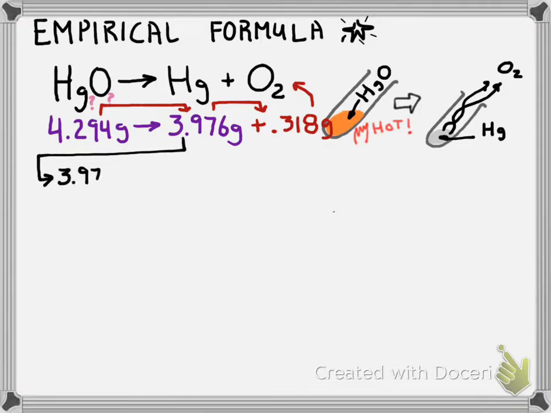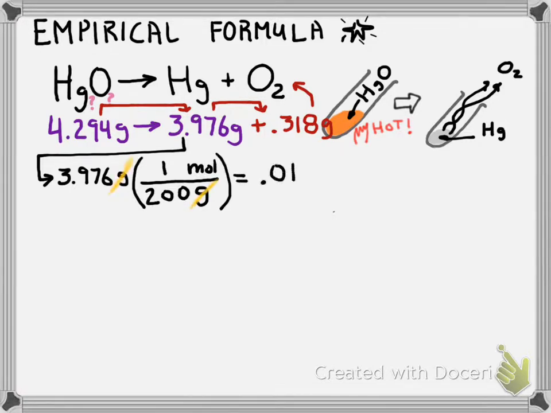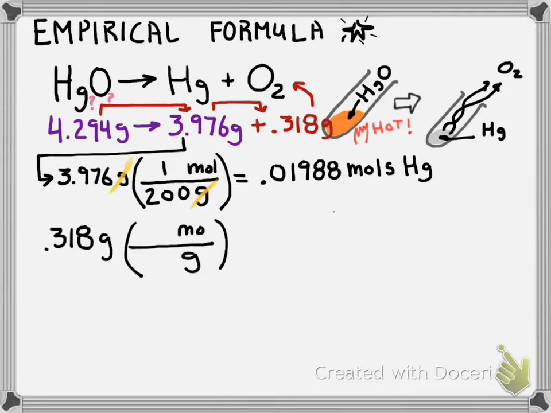So you do this the way we always do. Start out with your grams of mercury, divide that by the molar mass of the mercury, and this will get you your moles of mercury. You do exactly the same thing, starting out with your grams of oxygen, divide that by the molar mass of the oxygen, and you'll get your moles of oxygen as well.